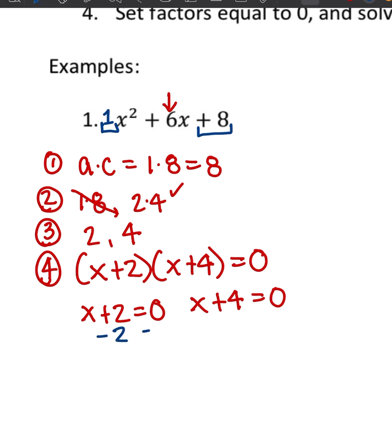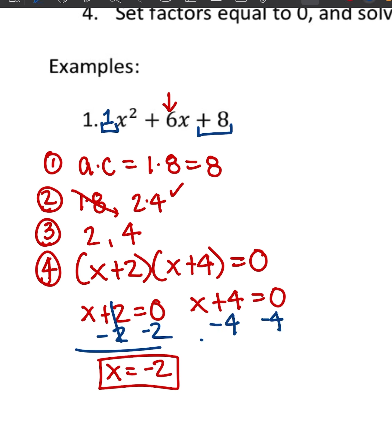So on this first one, we're going to minus 2 from both sides to get that to cancel out, and we get our first x-intercept is at x equals negative 2. And in our second factor, we're going to minus 4 from both sides and get that our second x-intercept is at x equals negative 4. Okay, so that's if our a value is 1. It's a little bit more simple.